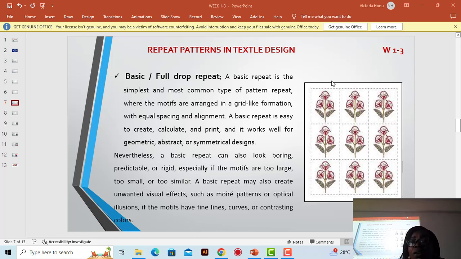So what I was saying is that for the basic drop repeat, you see these imaginary lines I am talking about. You could have a fabric that will have the lines and the motifs. That is how they want to represent their design. And in another fabric, you will still find the full drop design, but without the imaginary lines. You will see the motifs full like that, and you can easily tell that this is a full drop design. I hope we understand.